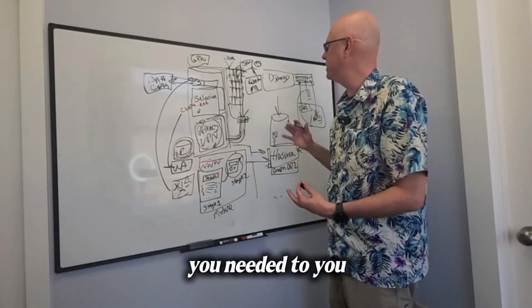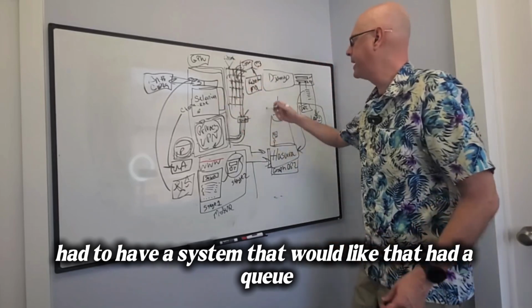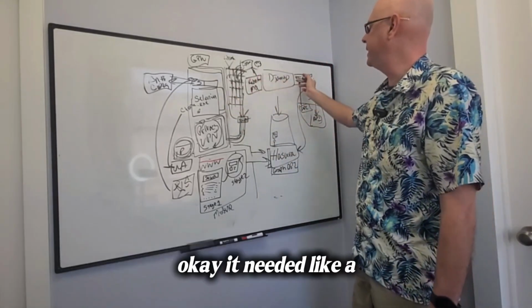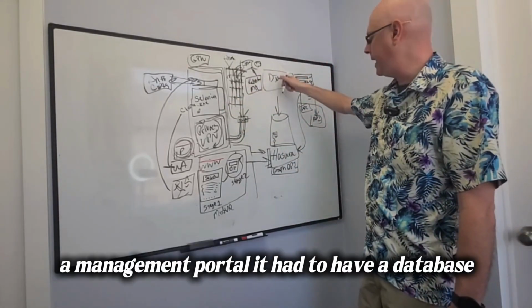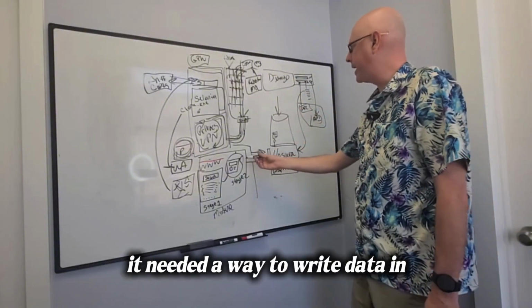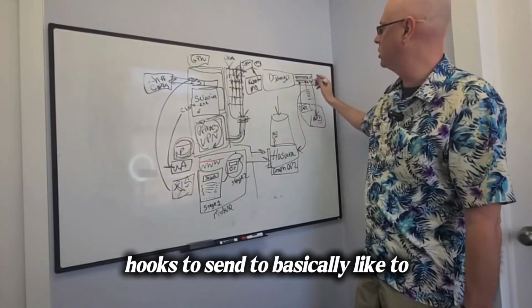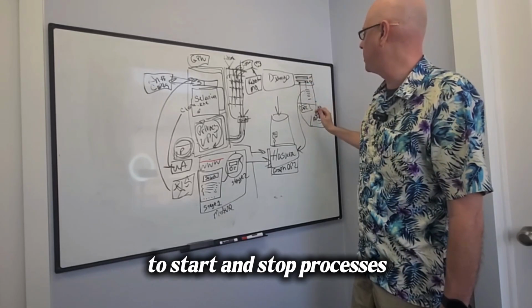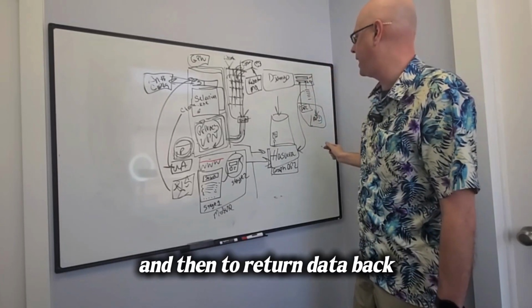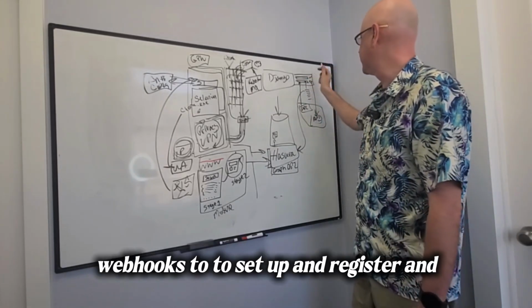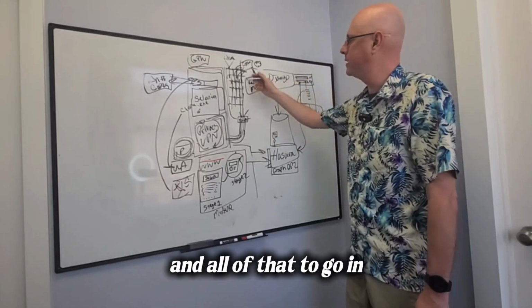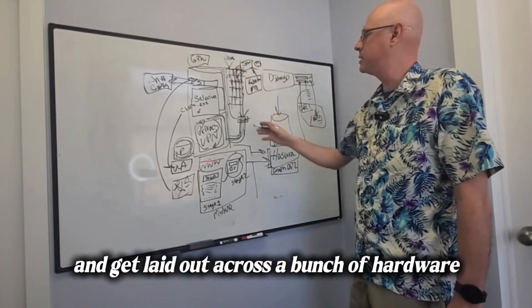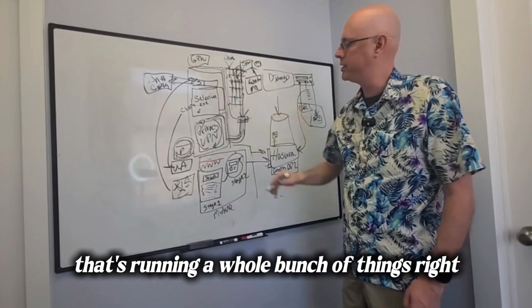Because you had to have a system that had a queue. It needed a management portal. It had to have a database. It needed a way to write data in. It needed triggers and hooks to start and stop processes and then return data back, webhooks to set up and register, and then all of that to be laid out across a bunch of hardware that's running a whole bunch of things, all right?